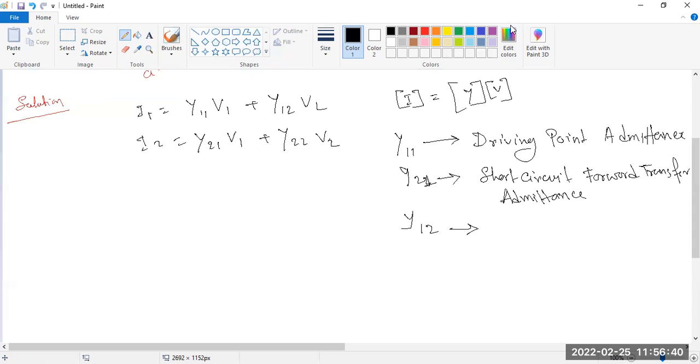This Y12, just remember, is called the reverse transfer admittance, or you may say short circuit reverse transfer admittance.